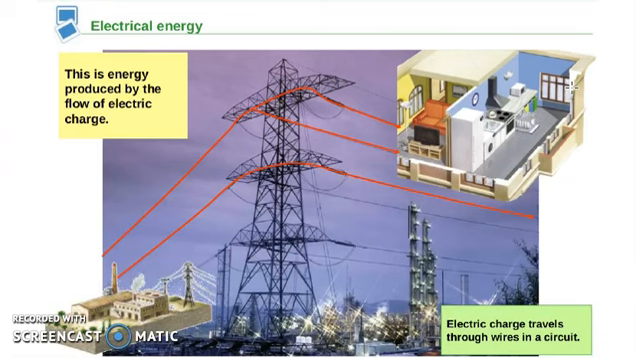Electrical energy. This is energy produced by the flow of electric charge. Electric charge travels through wires in a circuit.